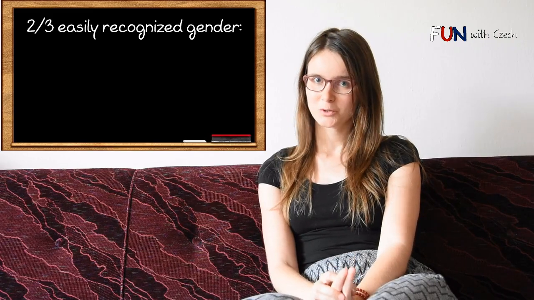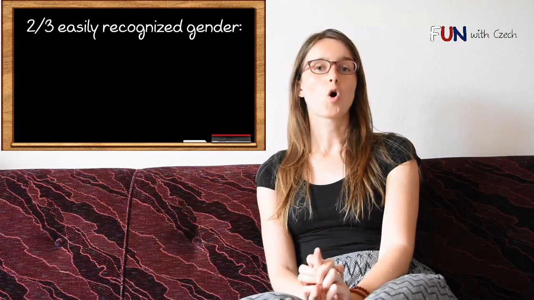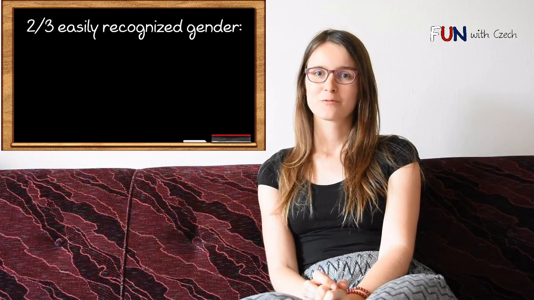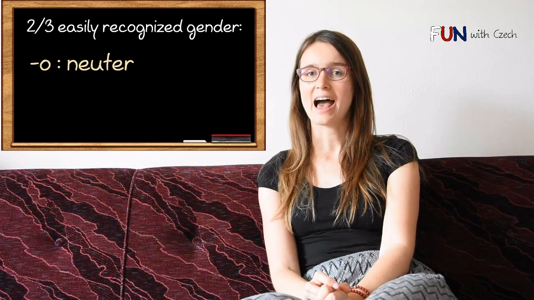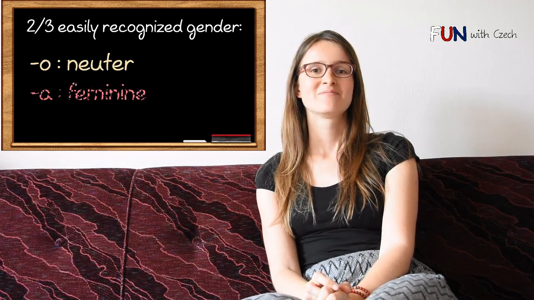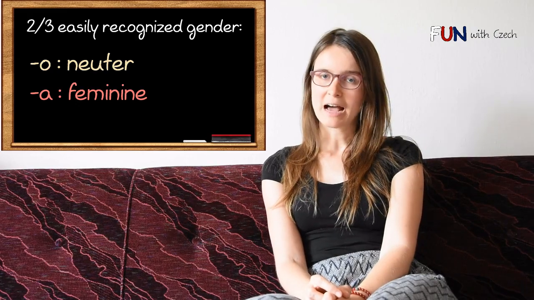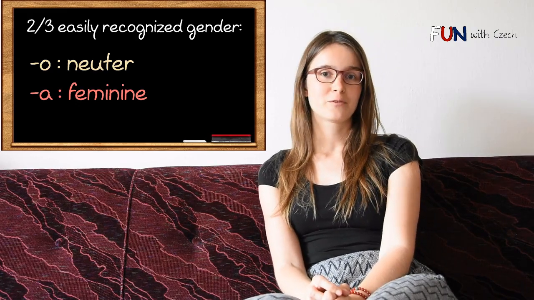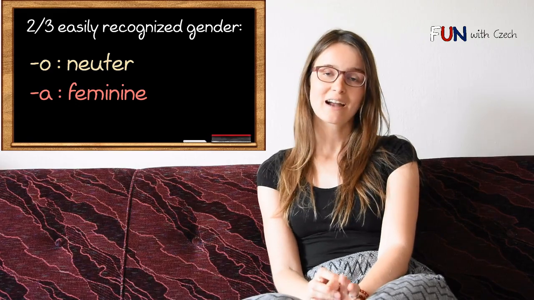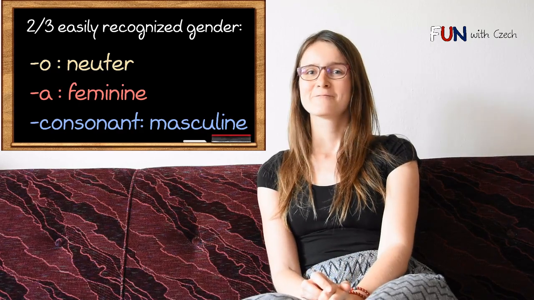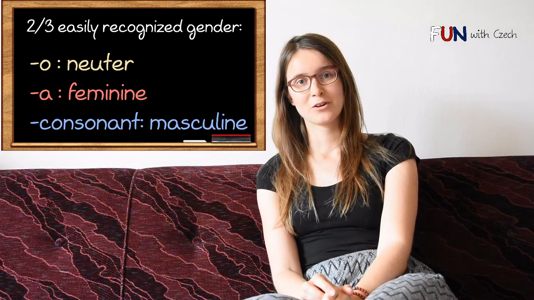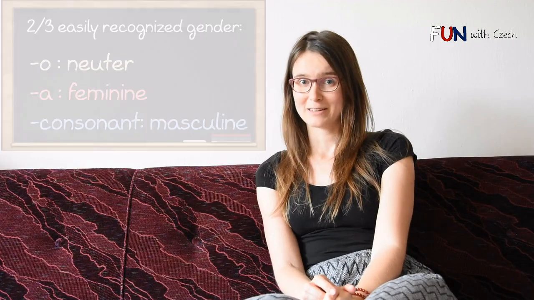These words usually have these endings: o for neuter nouns, then a for feminine nouns, and then the masculine nouns usually end with a consonant. So these are 3 rules that are very basic, quite easy to remember, and they are valid for about 2/3 of the Czech nouns. However, there is 1/3 of the Czech nouns left, right? So now let's have a look at them in more detail.